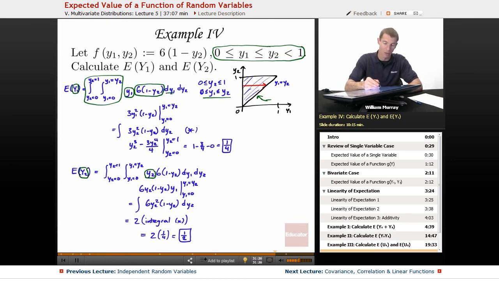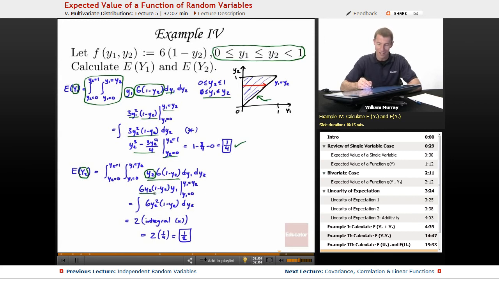I integrated dy1 first, which is why 6y1 turned into 3y1 squared, and 1 minus y2 was just a big old constant. Plugged in my values for y1, got an integral in terms of y2. Pretty easy integral, in the sense that you could probably hand that off to a first semester calculus student and they could solve it for you, and the answer they would hopefully come up with would be 1/4. For y2, the same kind of thing happens, except that when you're doing that first integral, there are no y1s at all, which means you're integrating a constant.